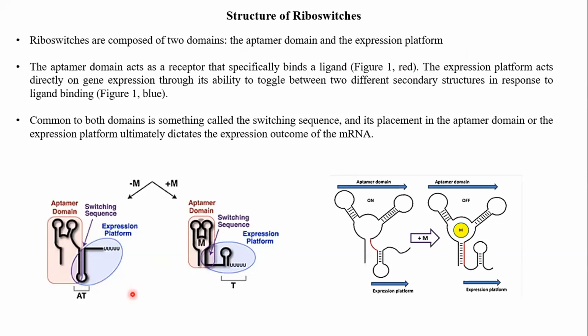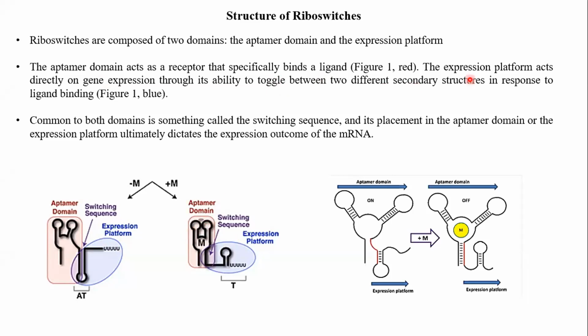This is the aptamer domain and this is the expression platform. So what is the function of the aptamer domain? The aptamer domain acts as a receptor that specifically binds to a ligand. This is the aptamer domain in red, and the expression platform is in blue. In this diagram, this interaction shows the aptamer domain reacting to the ligand. So the ligand can bind to this aptamer region. The word aptus in Latin means fit. So when the ligand binds, this region fits with respect to that ligand.